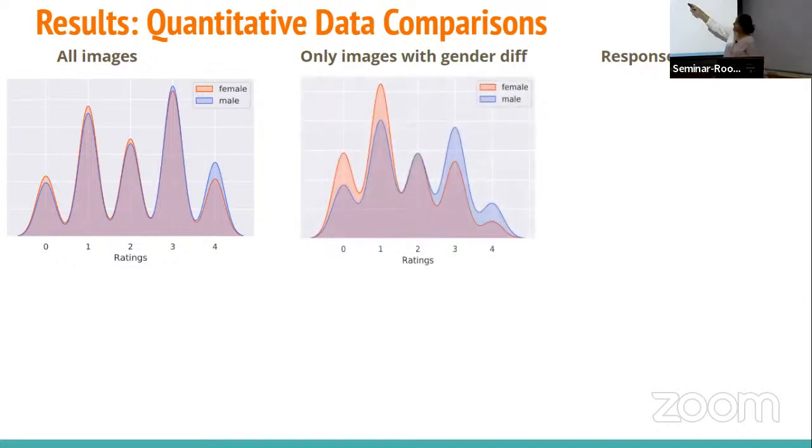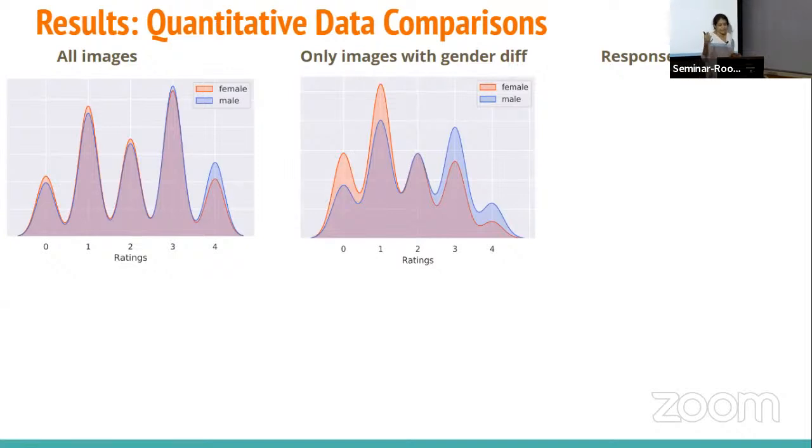That's demonstrated here. The red is the plot for women, and the blue is the plot for men. This is only for the images for which there is a gender difference, and you find that the male distribution is skewed to the right, and for women it is skewed to the left. Left is less safe, right? 0, 1, 2, 3, 4.